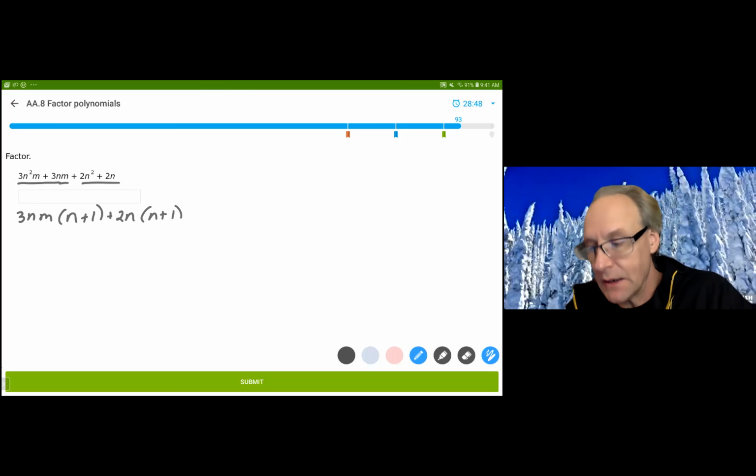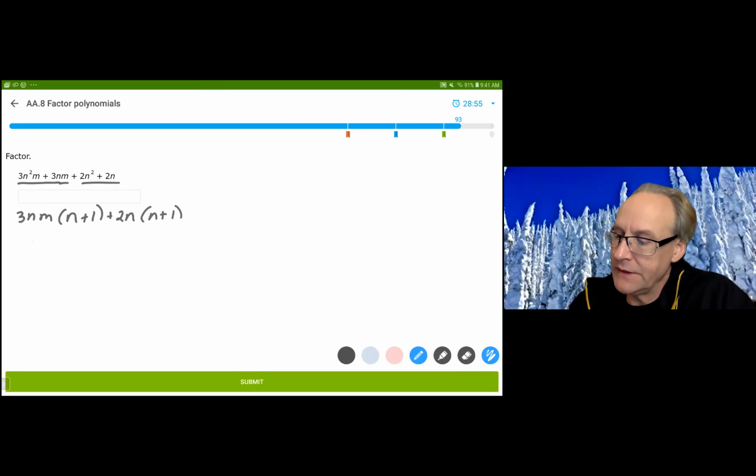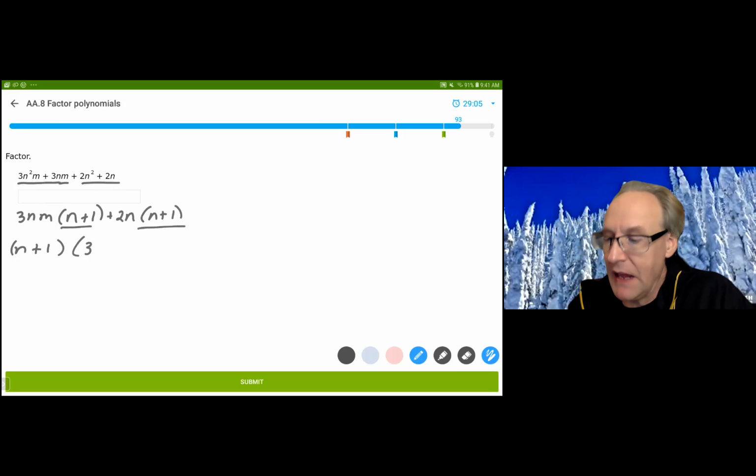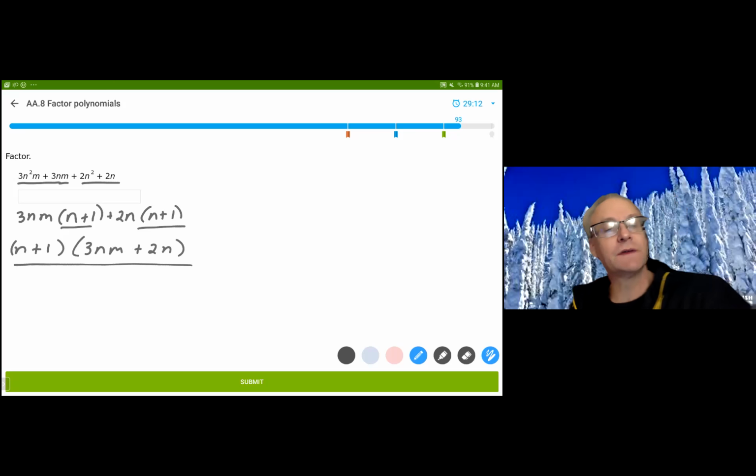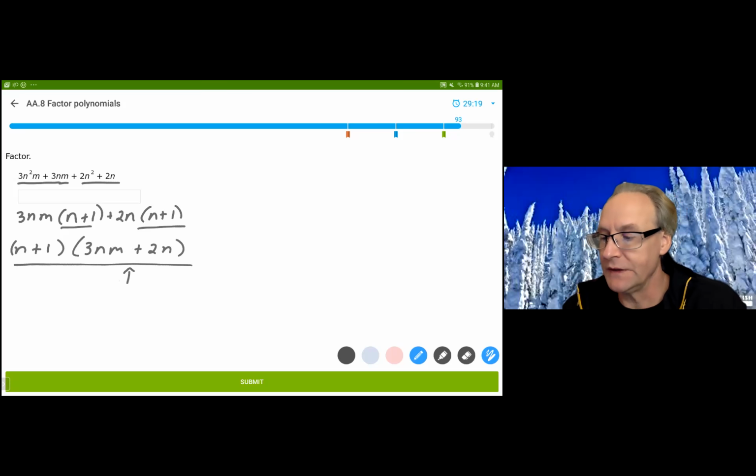Now, be careful. I'm not quite done. And you can see it now, probably. I'm going to go ahead and take out the n plus 1, which is my common factor. Normally, we write it mn instead of nm, but it doesn't matter. Now, those 2 factors are correct, but there's a problem. Notice that there is an n in both of these terms, and we have to take it out.